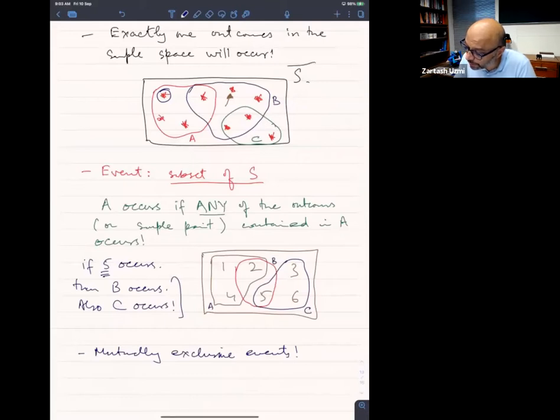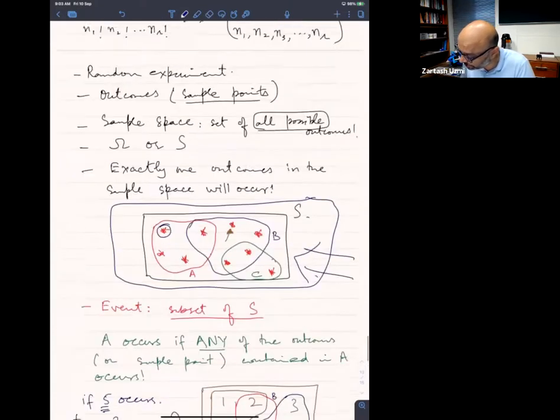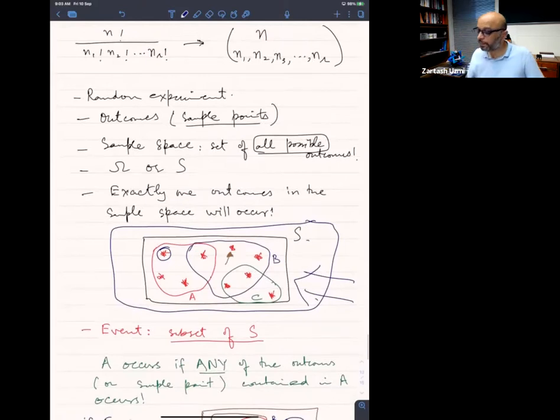ये वाली जो example है, the one that I am circling right now, और ये जिसपे मैंने arrow लगा दिया बड़ा सा, you have 3 events A, B, and C. Let me ask you this question: are A and B mutually exclusive? Yes or no? They are not. Are B and C mutually exclusive? Yes or no? ये भी no. Are A and C mutually exclusive?